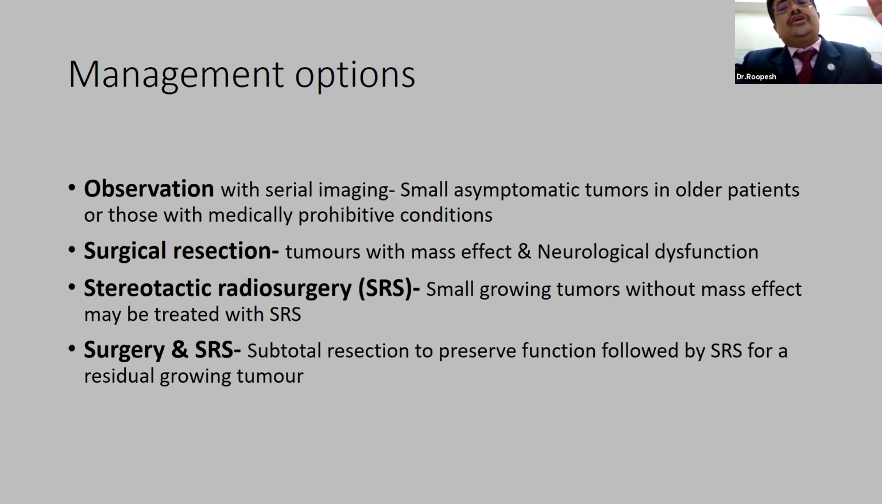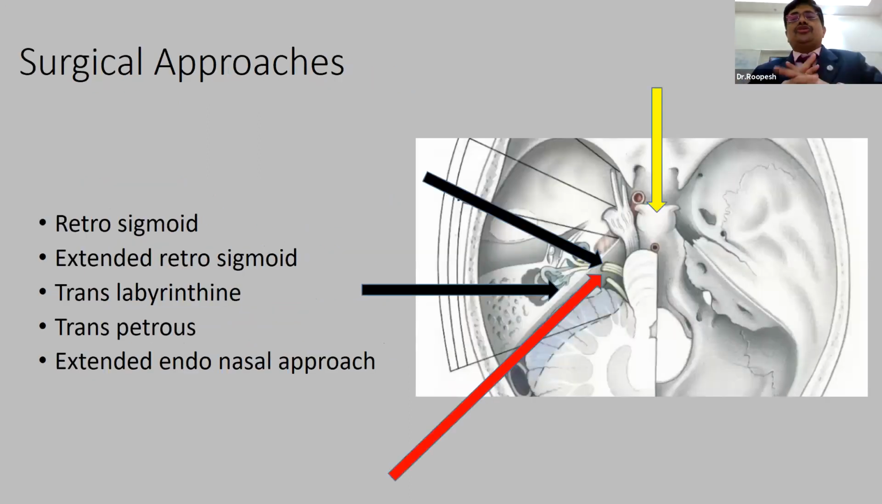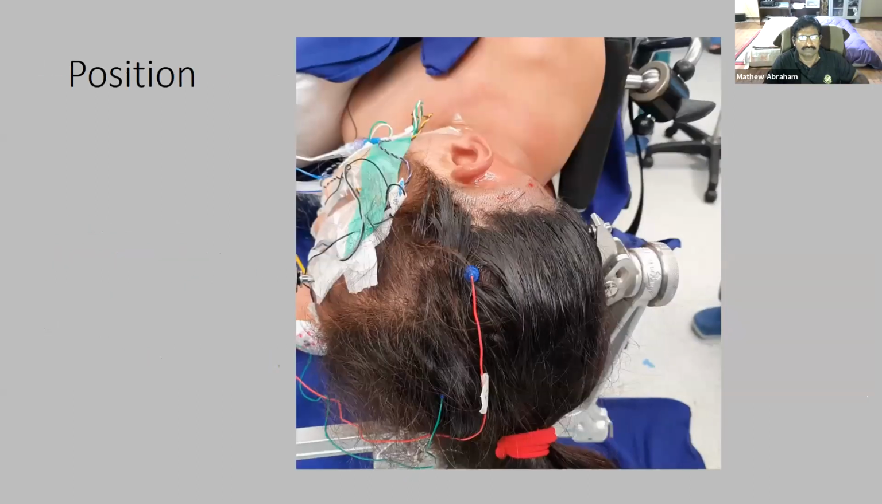or as a postoperative adjunct for leftover nodules around the nerves and vessels, which start growing on your follow-up scan. Coming to the surgical approaches, I think Mathew also described various techniques, but here retrosigmoid again is the main workhorse for these cerebello-pontine angle meningiomas. However, if the tumors are more anterior, one can come transpetrous, anterior petrous approach. Nowadays, of late, the endoscopic approach is also coming into view, and some medially placed lesions can be approached by an extended endoscopic approach. I'll be showing you some videos of that.